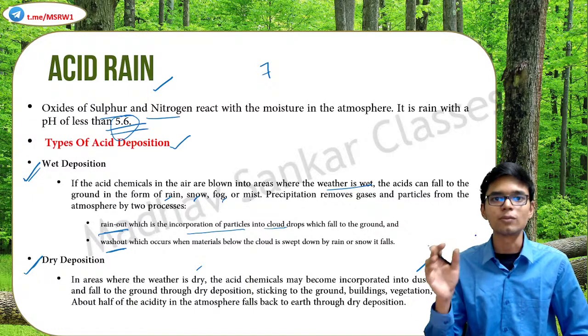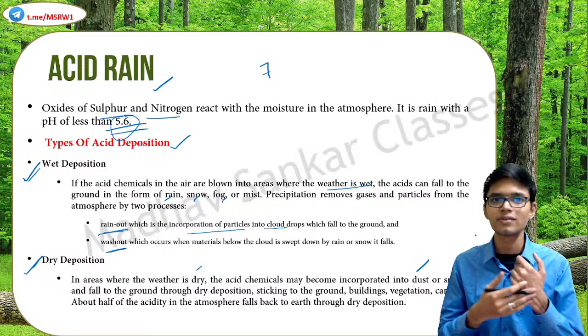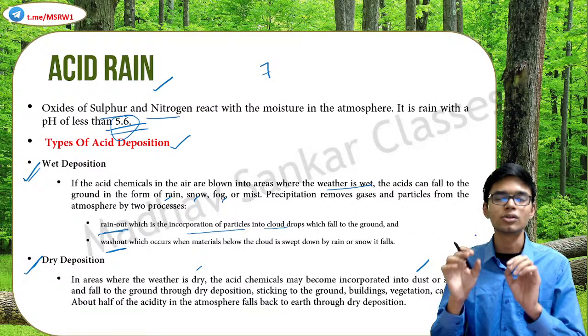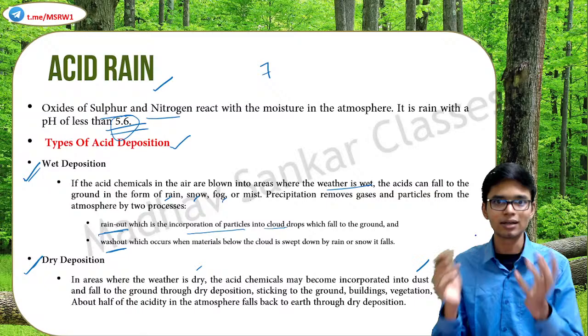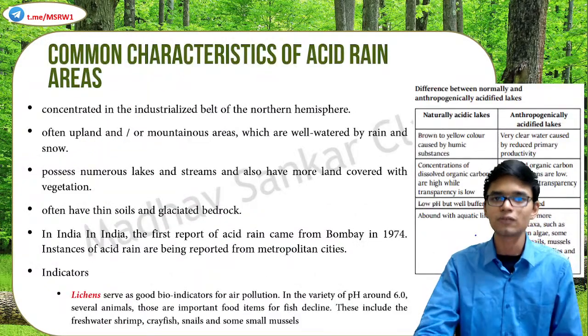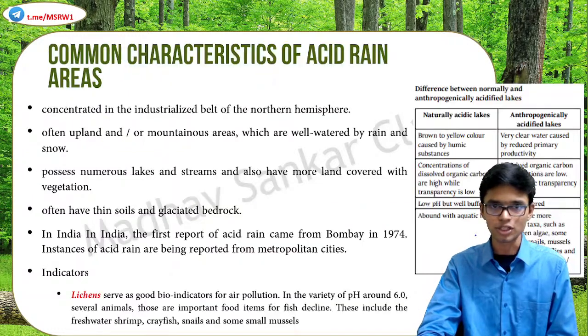Similarly, this happens on plants and the human body. We can get all kinds of skin diseases. Plants can lose their chlorophyll content in the leaves. So these are the types of deposition of acid rain: wet deposition and dry deposition.